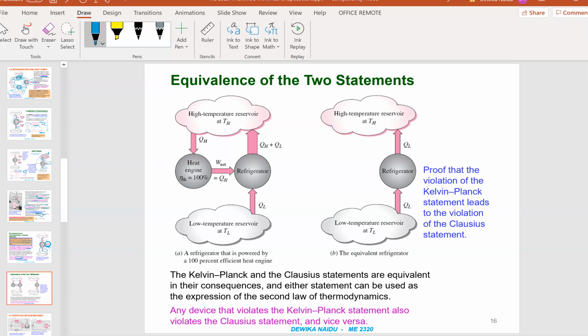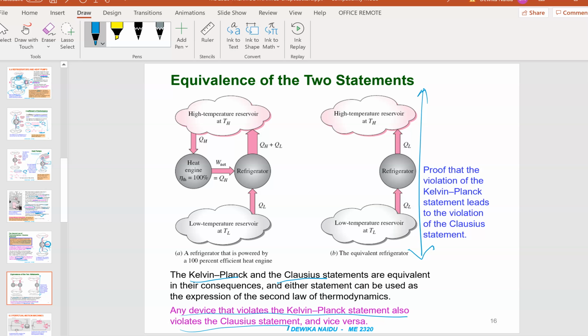So the equivalence of these two statements, Kelvin-Planck and Clausius statement. You can actually generate this kind of diagram. You can just have a look at it. Any device that violates Kelvin-Planck also violates the Clausius statement, and vice versa. Okay, so I'll go into this in the next lecture.